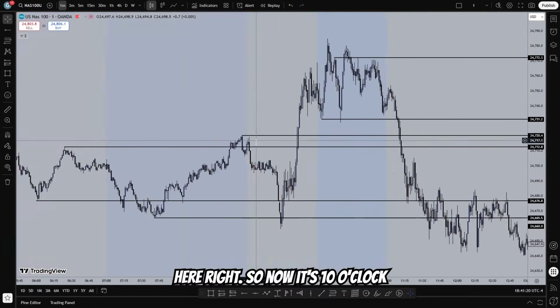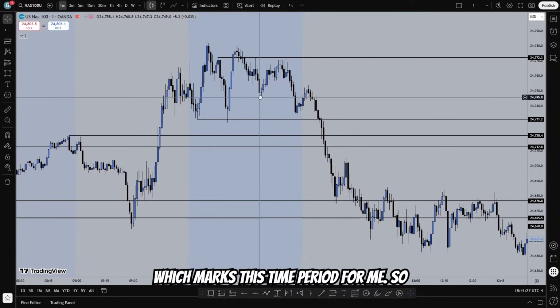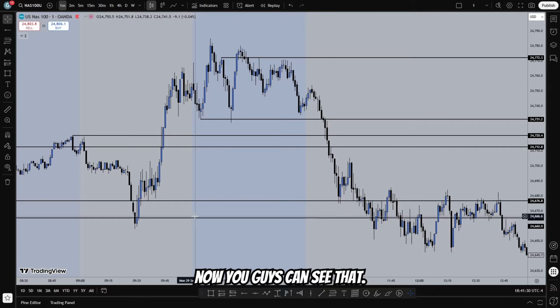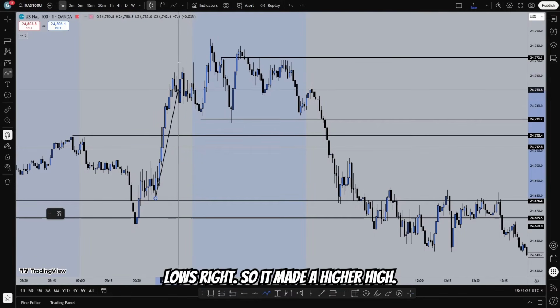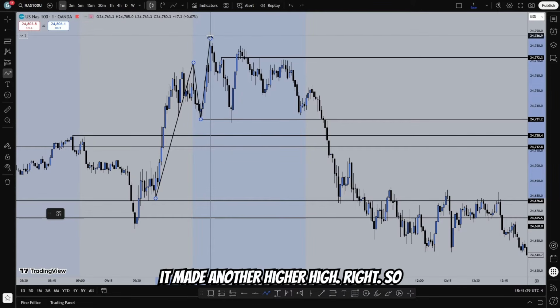Right, so now it's 10 o'clock over here. I use an indicator which marks this time period for me. So now you guys can see that price was creating higher highs and higher lows, right? So it made a higher high over here, it made a higher low, and then it made another higher high, right?